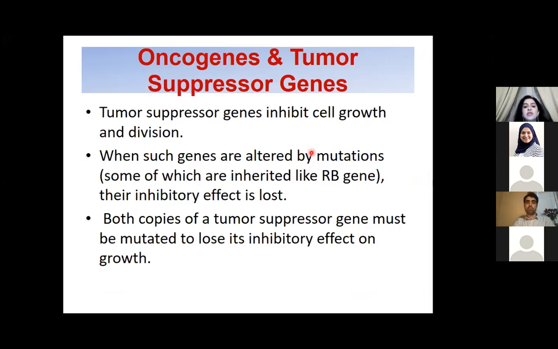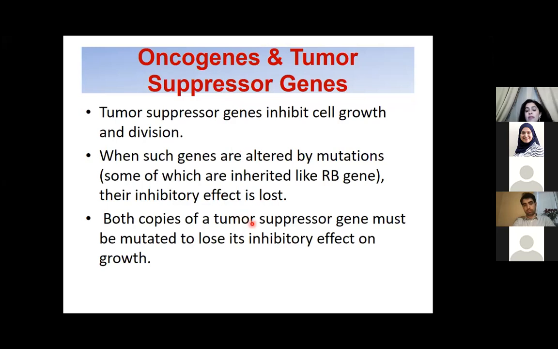Now let's move to the tumor suppressor genes. They act completely the opposite of oncogenes. Oncogenes stimulate cell growth, while tumor suppressor genes inhibit cell growth and cell division. When such genes are altered by mutations, some of which are inherited, like the RB gene or the retinoblastoma gene, their inhibitory effect is lost. So one is the oncogene, which stimulates cell growth, and when mutated, it will stimulate uncontrolled cell growth. And the other is the tumor suppressor gene, which normally inhibits cell growth. So when it's mutated, the cell growth will go uncontrollably, okay?